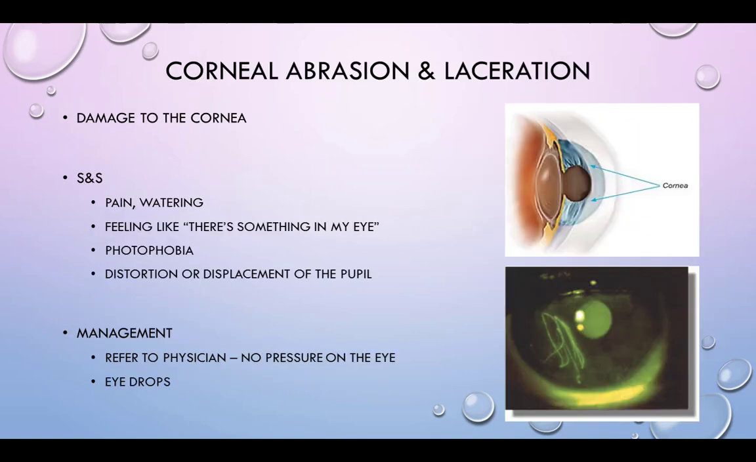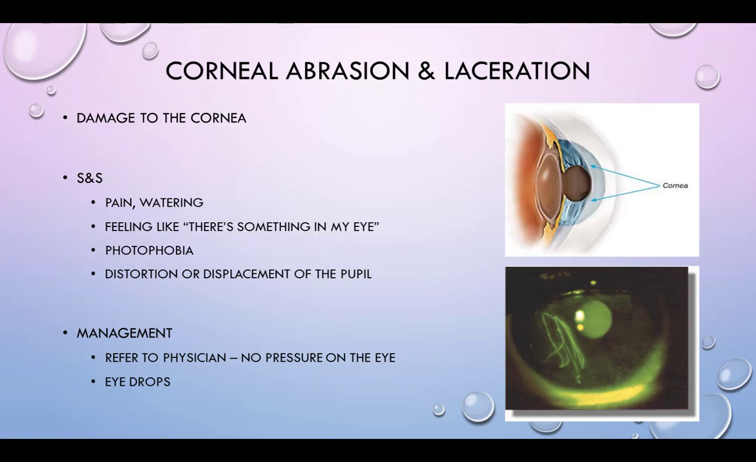A corneal abrasion or laceration results in damage to the cornea. Signs and symptoms include pain and watering, feeling like there is something in your eye, photophobia or sensitivity to light, distortion, and possibly displacement of the pupil. To manage corneal abrasions, we should refer them to a physician.